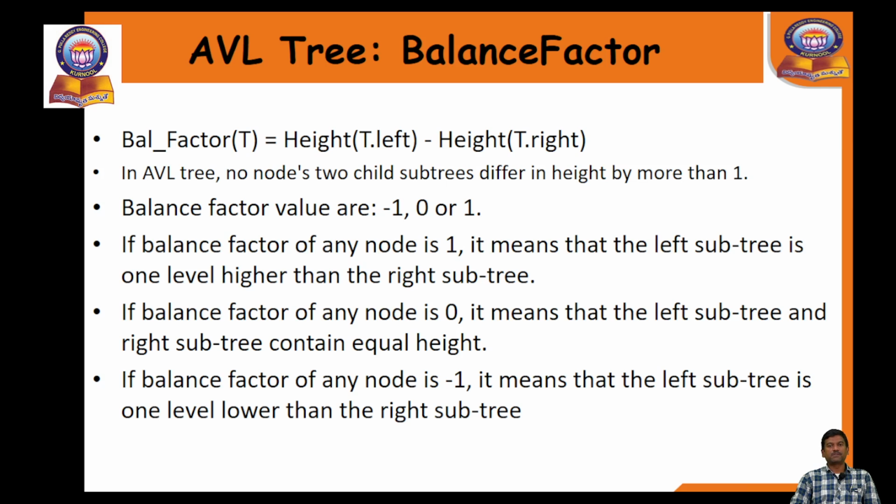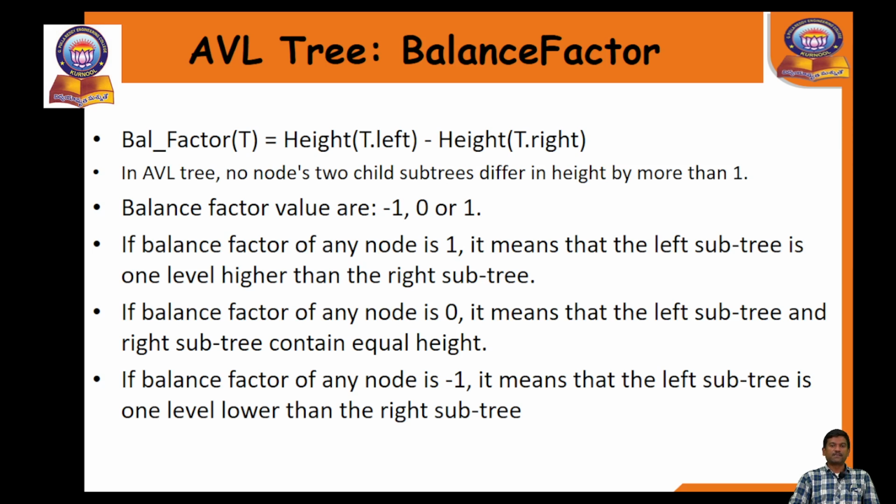So the balance factor values can range, that is -1 ≤ b ≤ 1. That is, it can be either -1, 0, or 1. And if the balance factor of any node is 1, what does it indicate? It means that the left subtree is one level higher. As I mentioned, there are three possibilities for the subtrees: the left subtree has more height compared with the right subtree, or the right subtree has more height compared with the left subtree, or the heights of the left subtree and the right subtree are the same.